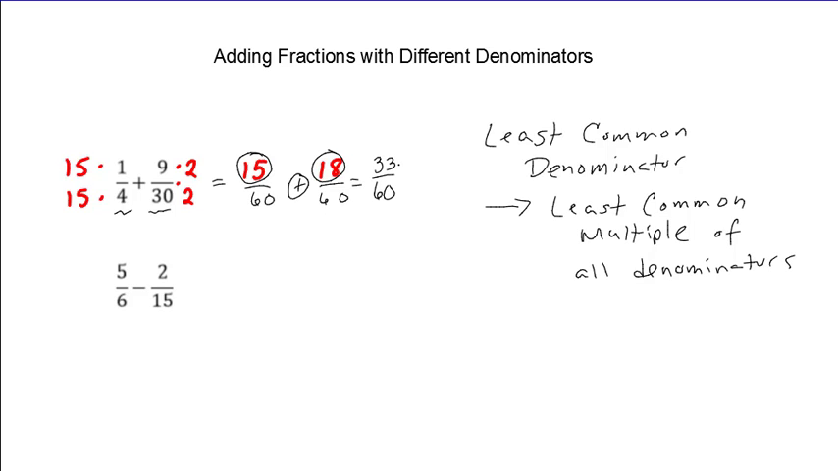And as with all problems, we make sure they are reduced. That's a 3, not a good-looking 3, but it's a 3. And so 3 goes into 33 11 times, 3 goes into 60 20 times, and that is our reduced fraction.